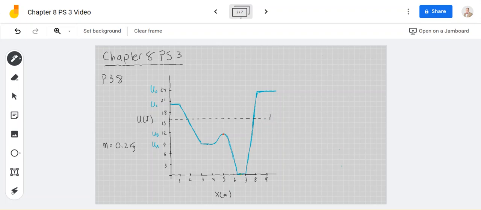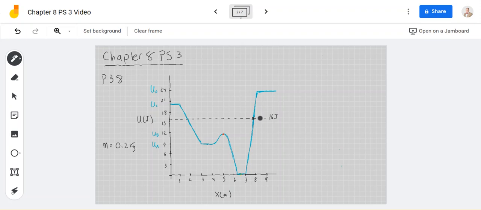So this is the 16 joule line, and that means that right here is going to be the turning point. So how do we find out where it is? Well, if you look at this graph, this is 7 here, this is 8 here, so it's somewhere between 7 and 8. Looks like it's close to 8. So let's see if we can find it.